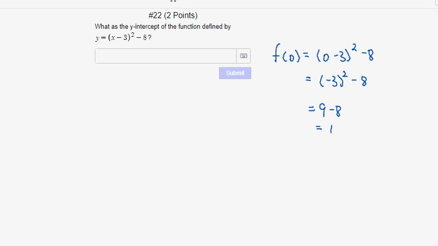And again, the y-intercept must be written correctly. If you just put 1, you did not get credit for that. Some people put y equals 1. That also is not correct. Y equals 1 is this line right here. That is the line y equals 1. We must show our answers correctly. So the y-intercept is 0, 1.